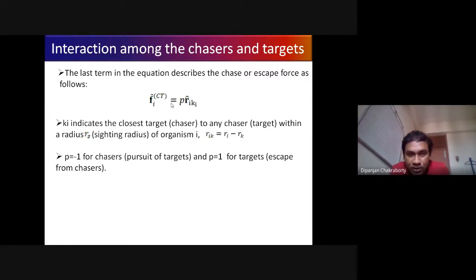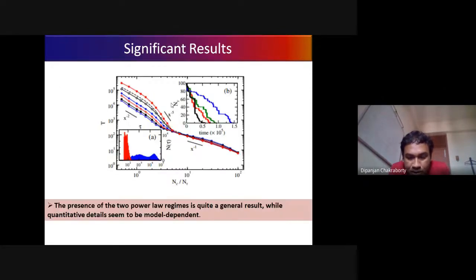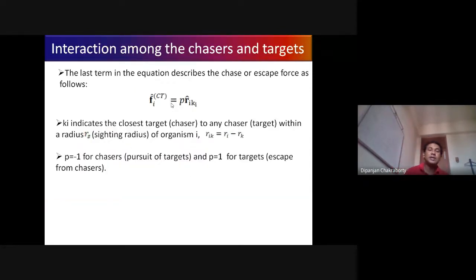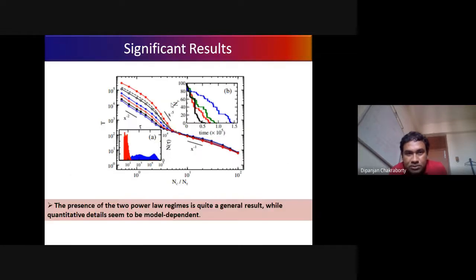Now if we look at the dynamics, I was not able to include the video, maybe due to the format. If I change the number of chasers and calculate the total catch time, here T is the total catch time, right? So this is the total catch time as a function of the ratio of the number of chasers to the number of targets.